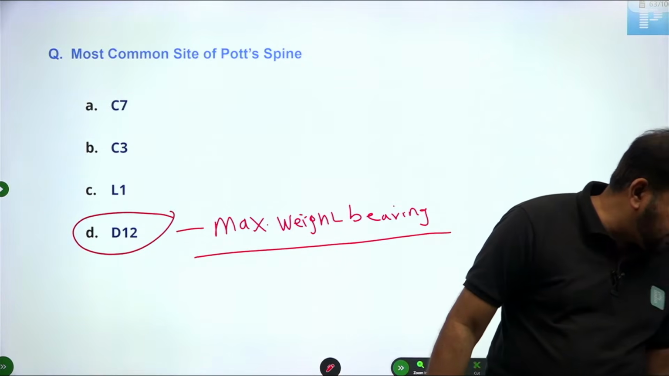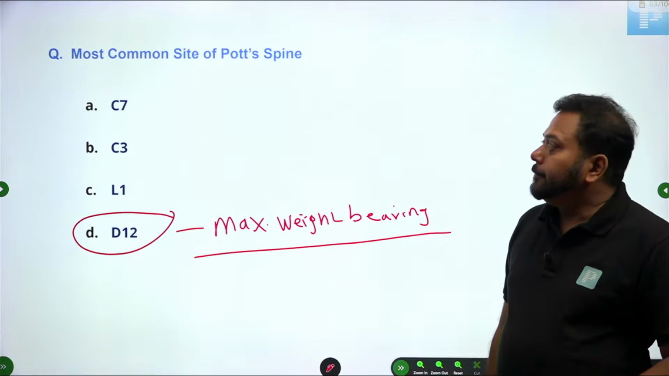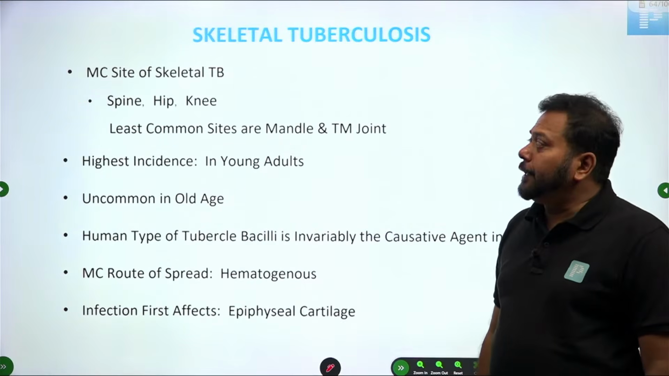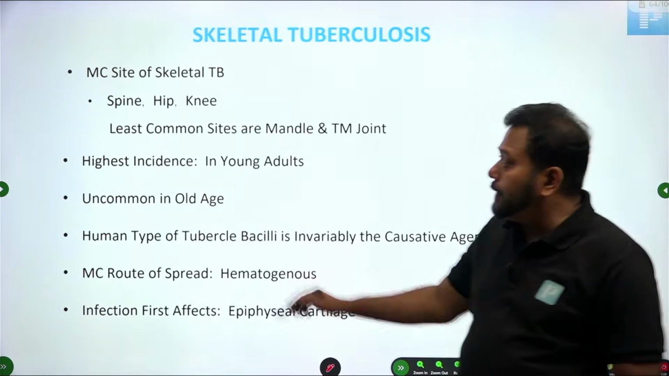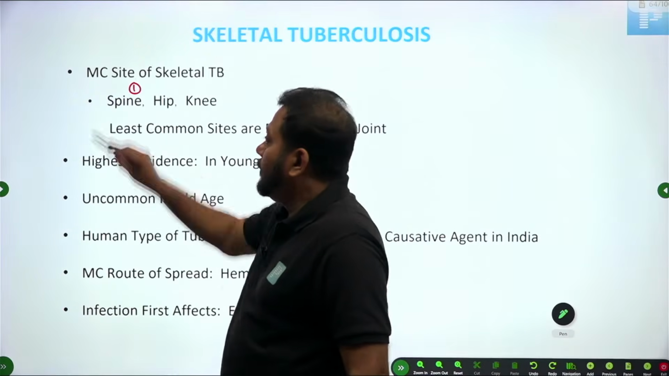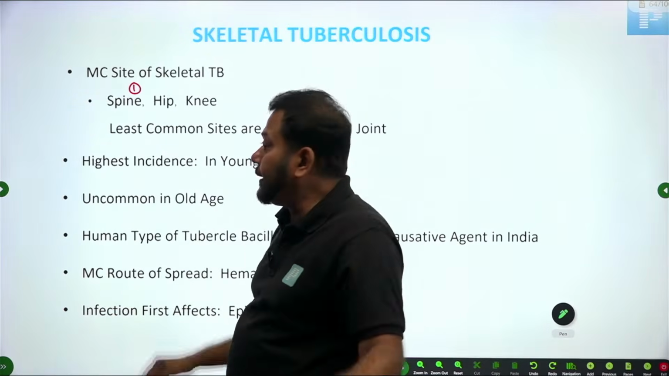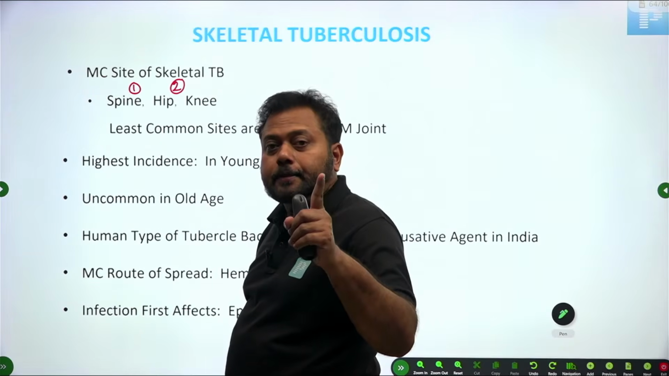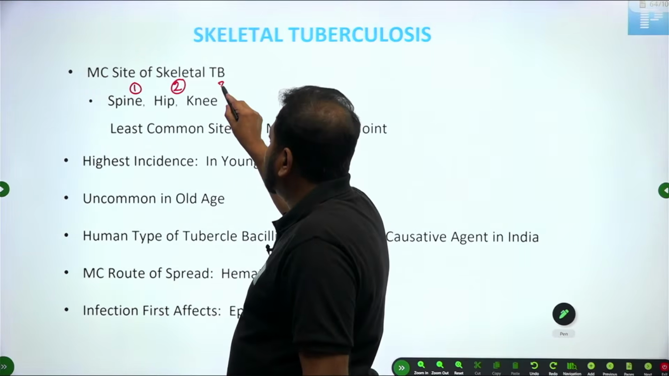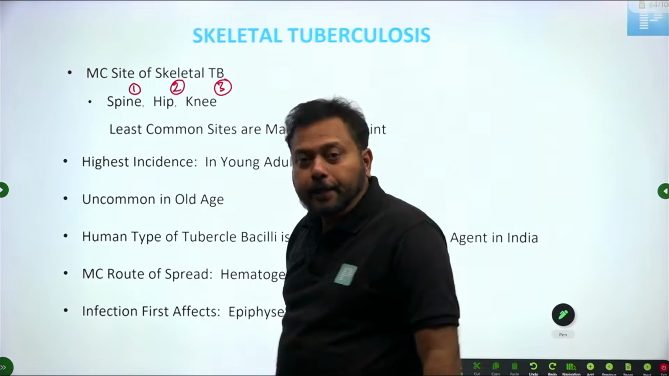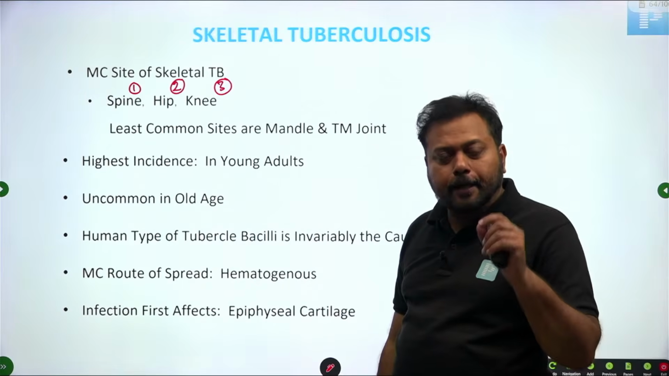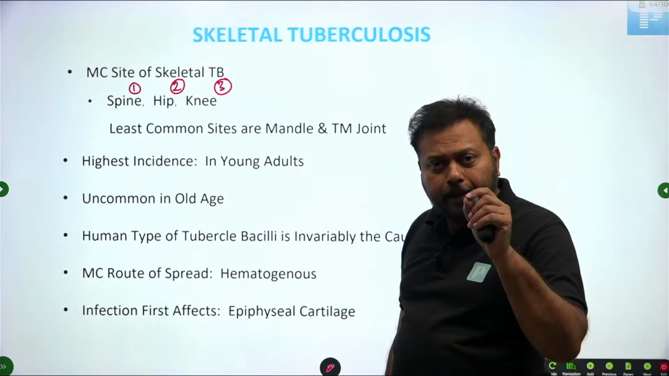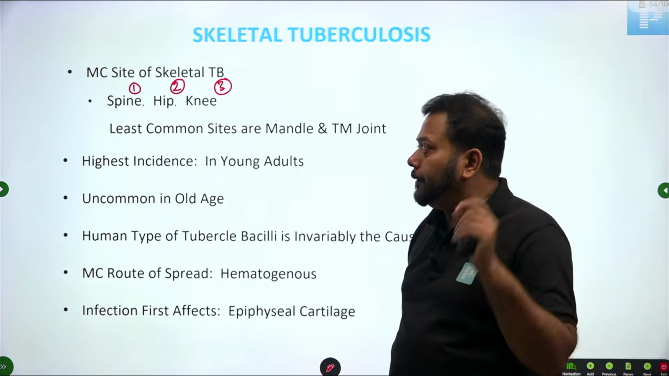Now, the most common site of skeletal tuberculosis, number 1 is spine. First common site, Pott's spine. Hip, second common site. Third common site is knee.